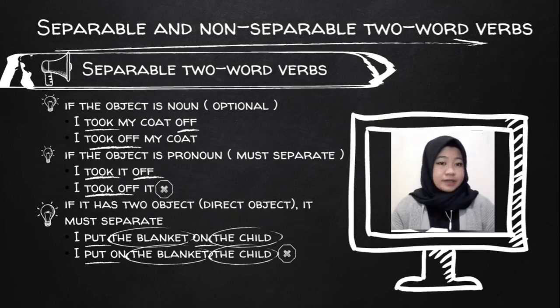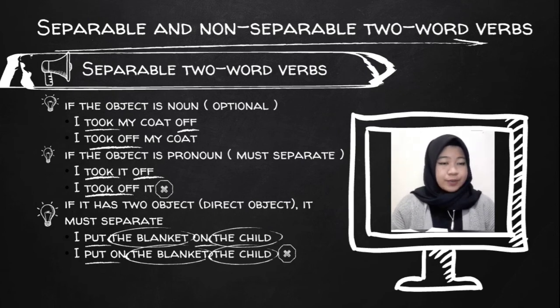First, if the object is noun, then the choice is optional. Like the first sentence, I took my coat off. So the phrasal verb is separated by the object, my coat. And the next example, I took off my coat. So the phrasal verb took off does not separate, but the sentence is also correct. So that's why if the object is noun, then the choice is optional.